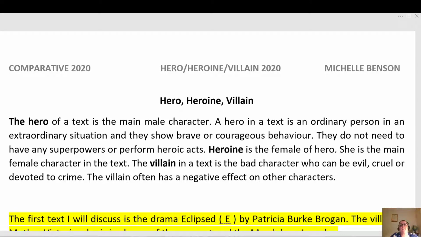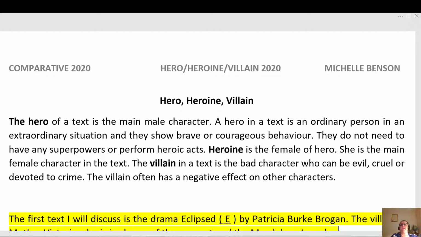Today we're going to have a look at hero, heroine, villain for the 2020 exam, and the text we're going to look at is Eclipsed. So a brief introduction. The hero of a text is the main male character. A hero in a text is an ordinary person in an extraordinary situation, and they show brave or courageous behaviour. They do not need to have any superpowers or perform heroic acts.